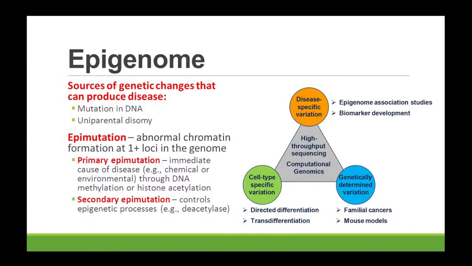Sources of genetic changes which can produce disease: mutation in DNA or uniparental disomy. Epimutation is abnormal chromatin formation at one or more loci in the genome. Primary epimutation is the immediate cause of disease through DNA methylation or histone acetylation. Secondary epimutation controls epigenetic processes.